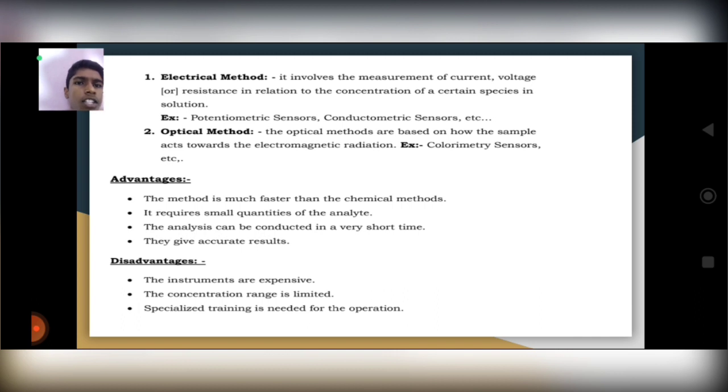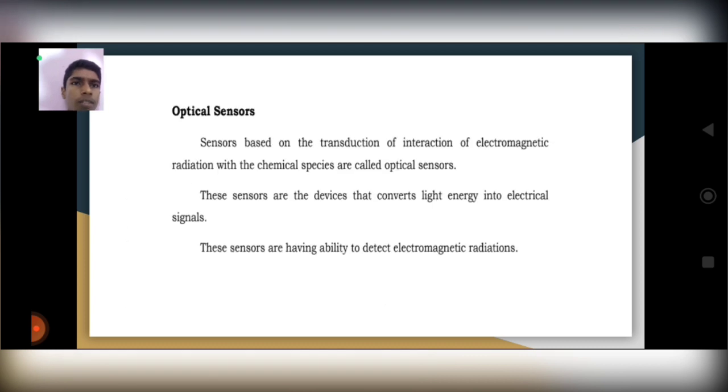Example, colorimeter sensors. Advantages: the method is much faster than chemical methods, it requires a small quantity of sample, and it gives accurate results. Disadvantages: the instruments are expensive, the concentration range is limited, and specialized training is needed for the operation.